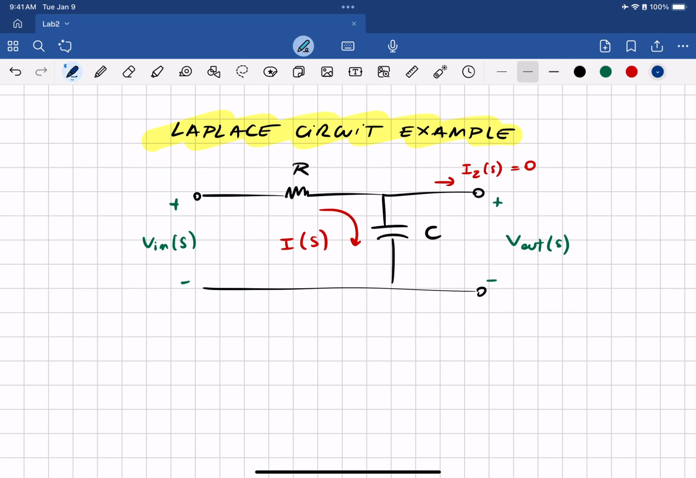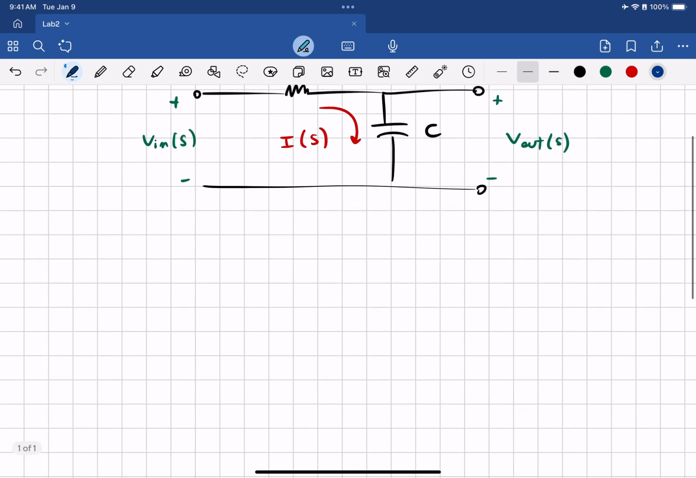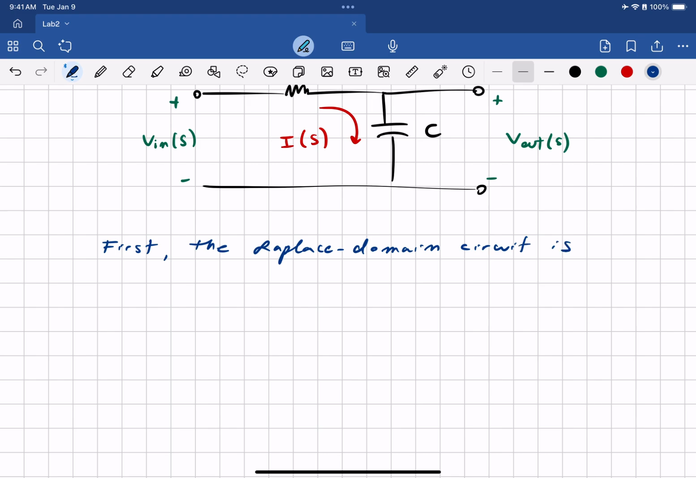To do so, first we're going to see how the Laplace domain circuit is given. In this case, what we only have to take care of is essentially the capacitor.